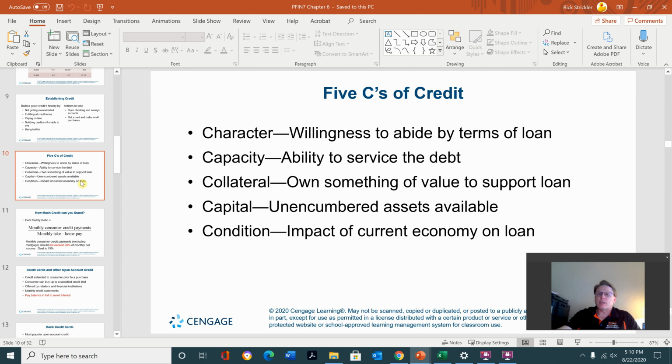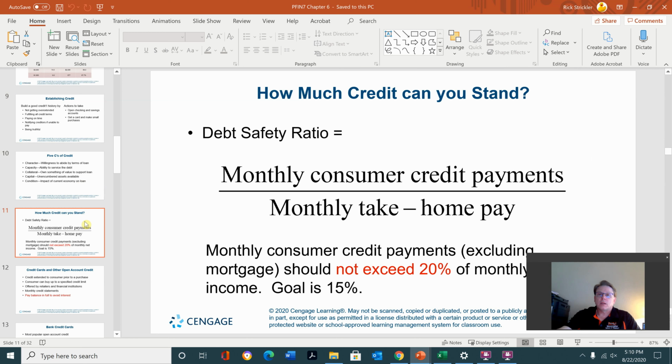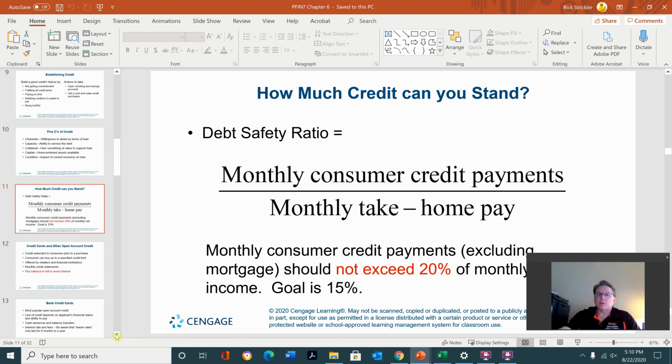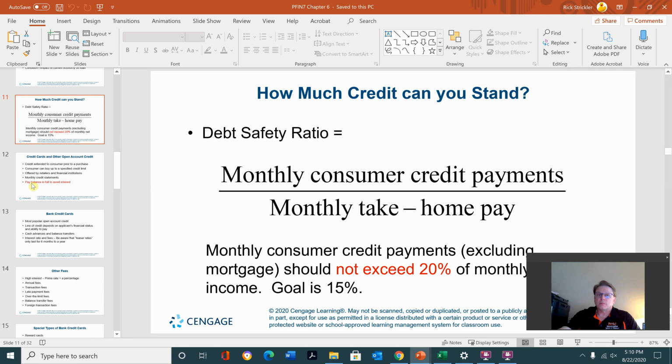The 5 C's of credit: character, capacity, collateral, capital, and condition. How much credit can you stand? Debt safety ratio equals monthly consumer credit payments divided by monthly take-home pay. Monthly consumer credit payments excluding mortgage should not exceed 20% of monthly income. Goal is 15%. Many students exceed that by far just because of student loans.